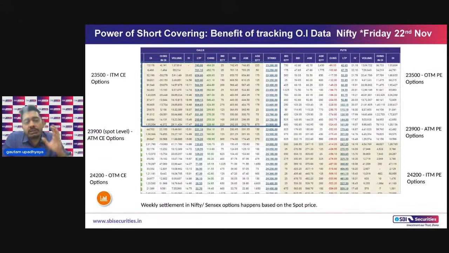So this is a previous example. This is not a recent example. This had previously taken place in the market. But from an example perspective, I had saved this particular slide and kept it to understand the power of short covering.